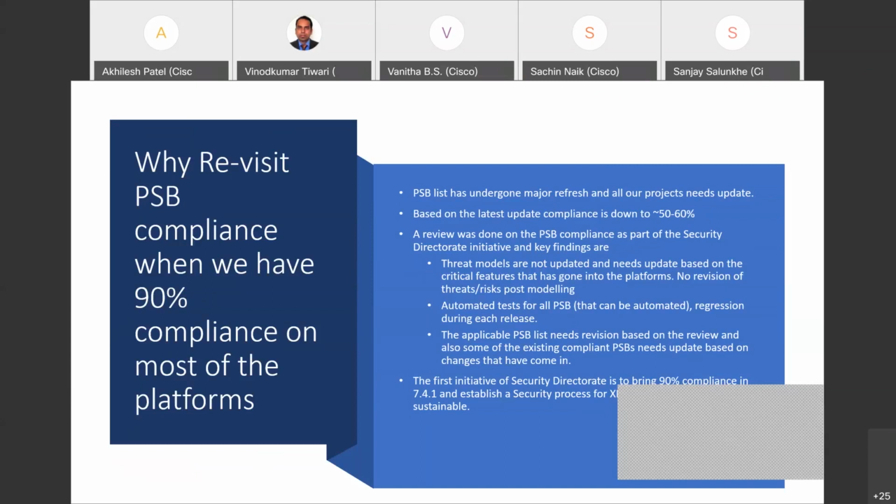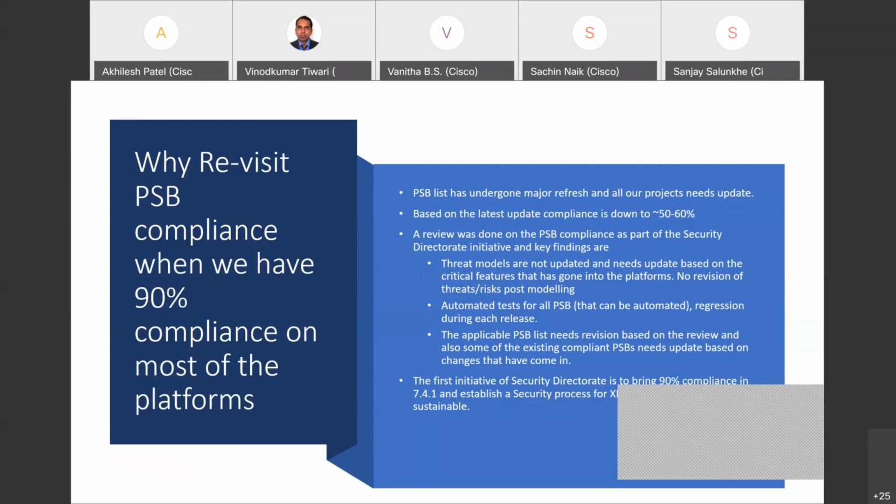So a review was done on this compliance where the changes or revisions have gone in. Those three major categories are: threat models have to be updated; automated tests which are there for PSPs have to be enhanced, since there was a version 1 existing, and now version 2 has come saying these are the additional steps to be taken; and the applicable PSP list needs revision. So while we review this PSP list, we see the latest version that we are compatible with and correspondingly take the action, both from dev and test. This is an important criterion to be met.